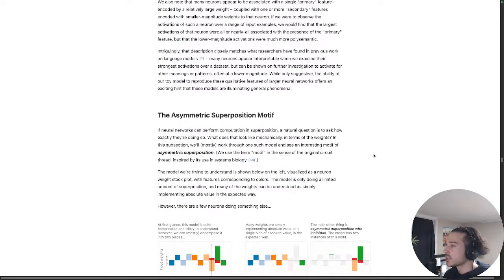Intriguingly, that description closely matches what researchers have found in previous work on language models. Many neurons appear interpretable when we examine their strongest activations over a dataset, but can be shown on further investigation to activate for other meanings or patterns, often at a lower magnitude. While only suggestive, the ability of our toy model to reproduce these qualitative features of larger neural networks offers an exciting hint that these models are illuminating general phenomena.